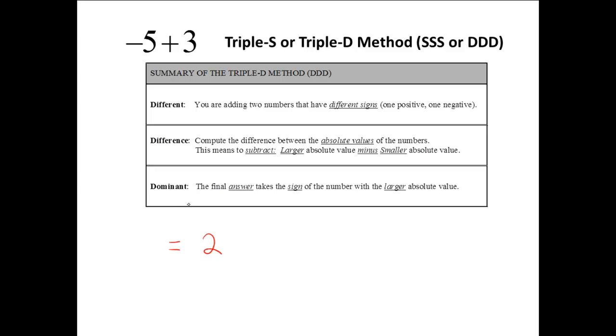Then we keep the sign of the dominant number. The dominant number is 5. Negative 5 has a larger absolute value than 3. The 5 is negative, so our answer will be negative.